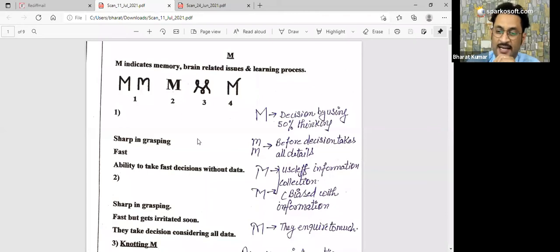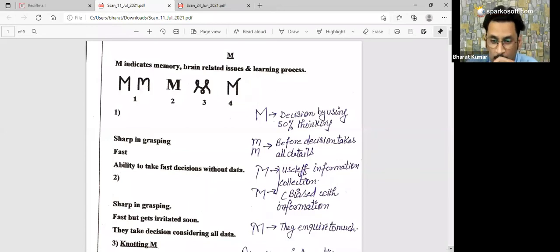Now the second type of M is known as a printed M. Printed M is also known as a kind of balanced M. What is the meaning of a kind of balanced M? It means you have both sides equal, and the depth is not so deep that it gives you a negative point. So they are sharp in grasping, and fast.